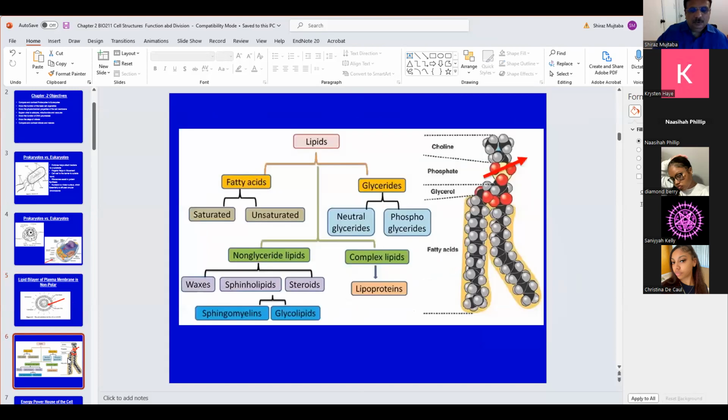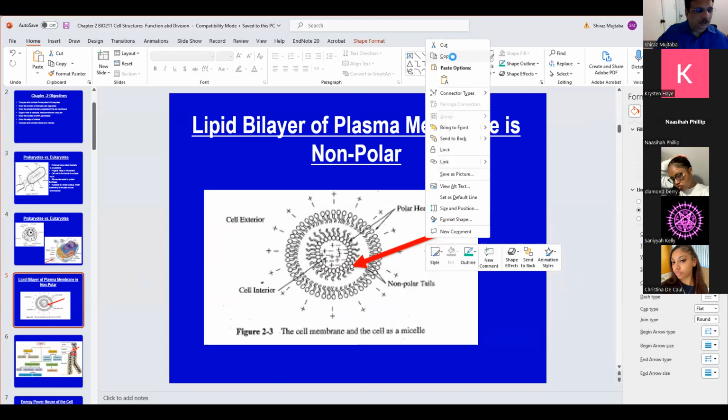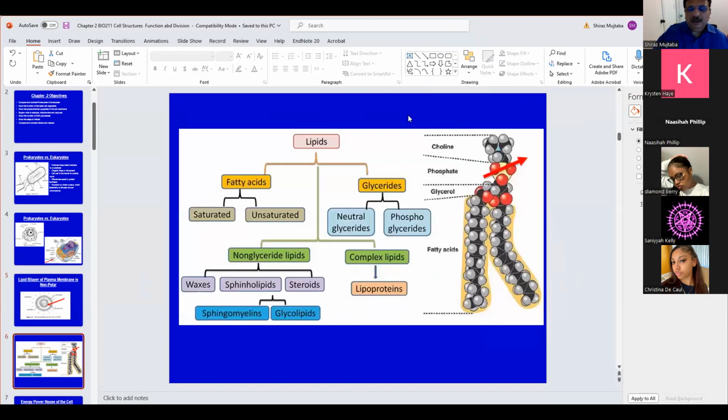Okay. So I mentioned to you that lipids are very complex molecules. They are not as simple as protein, carbohydrates, or nucleic acid. So lipids have two components, fatty acids and glycerides, and saturated fatty acids and non-saturated fatty acids.